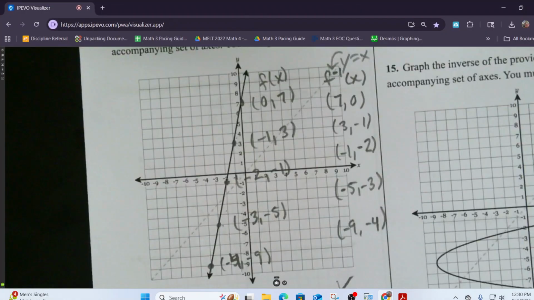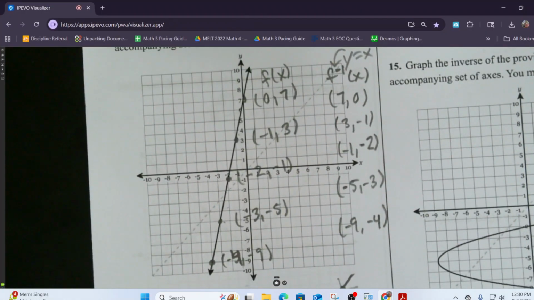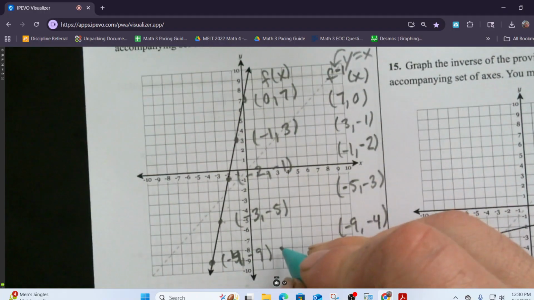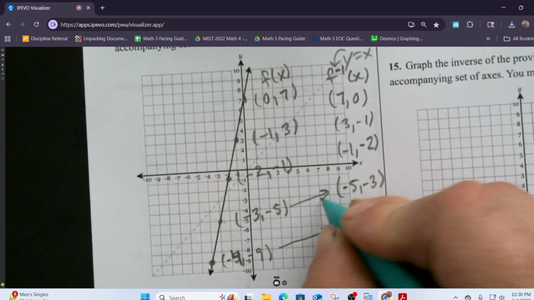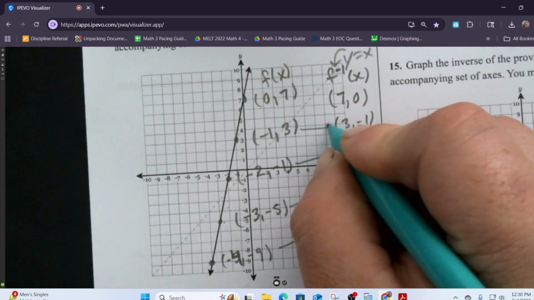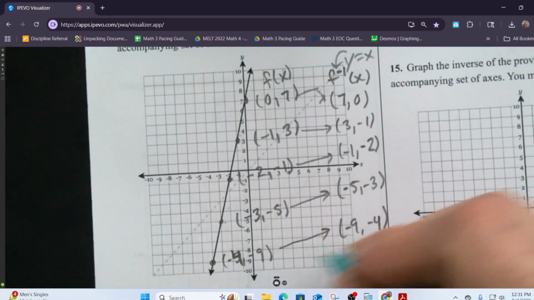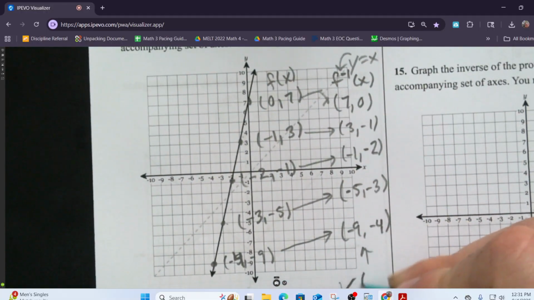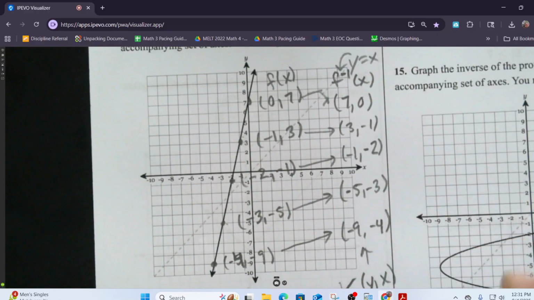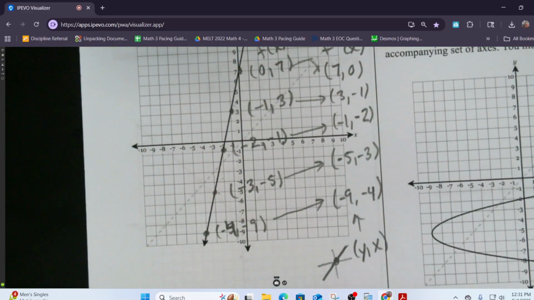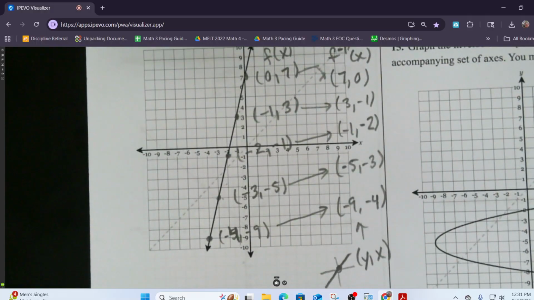Okay? I'm not going to graph this because it's not going to do anything, it'll just be a jumbled up mess. So all I had to do there was flip the coordinates. That was what we did yesterday. Okay? I got 4 minutes left.